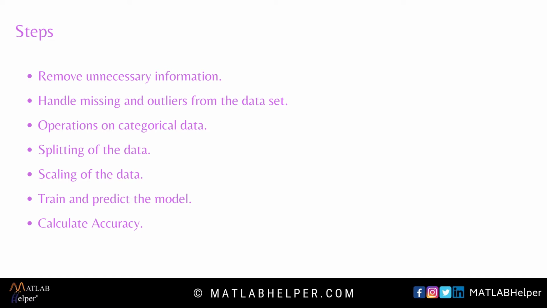In the very first step I will delete unnecessary columns. After that I will handle missing values and outliers from the data set. If the data has categorical information, then I will convert that categorical data to numerical data. After that we can scale or split the data. Now create the model on the training set and predict on the testing set. At the end calculate accuracy, and for that we will use y actual data and y predicted data. Now let us see the coding approach in the editor window.